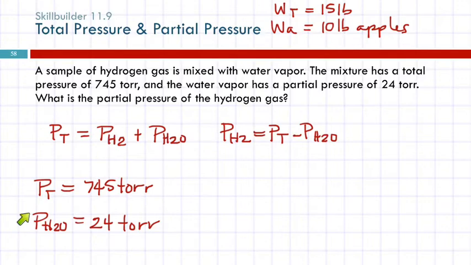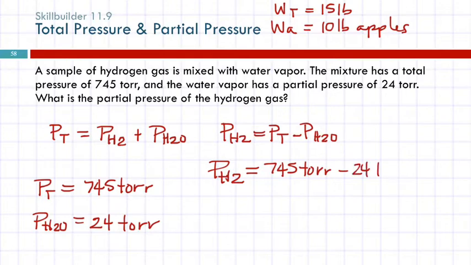But then this gets confusing because it's strange. The math isn't hard, it's just strange. And so your mind says, ah, can't do that. Yes, you can. The pressure of the hydrogen is just the total pressure, the 745 minus the 24 torr.